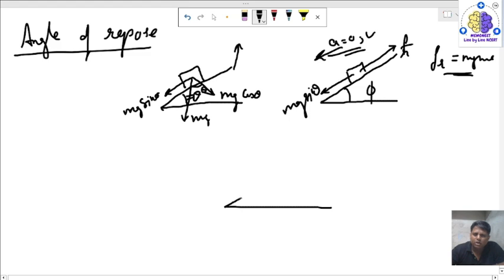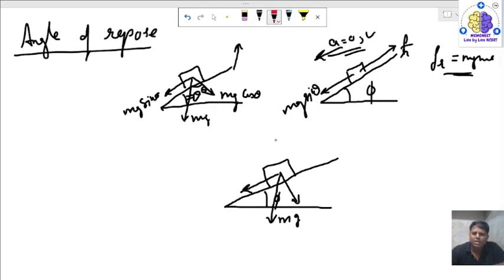Now suppose this is the angle of inclination for which it has started moving. So this will be known as the angle of repose. Now this is the block, weight will be acting downwards. This will be mg, right? So one component perpendicular to the inclined plane, another along the inclined plane. We have resolved our mg into two components, right?